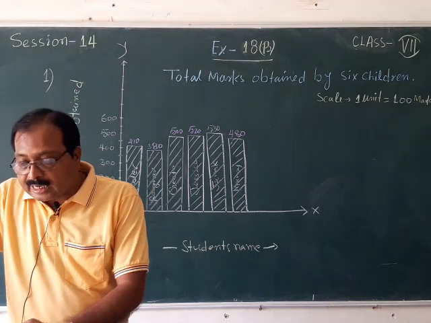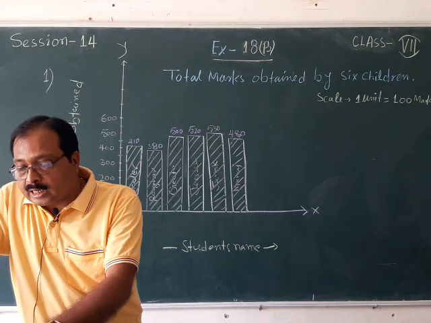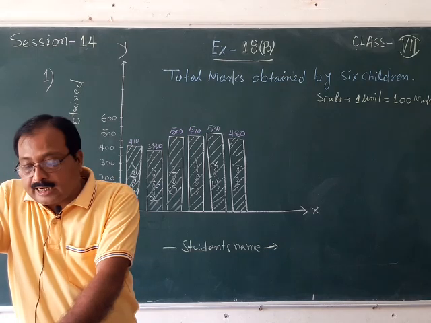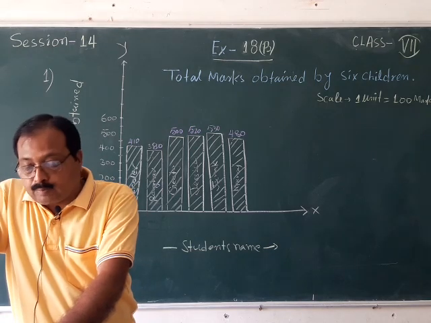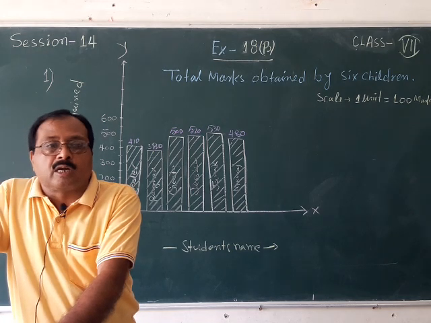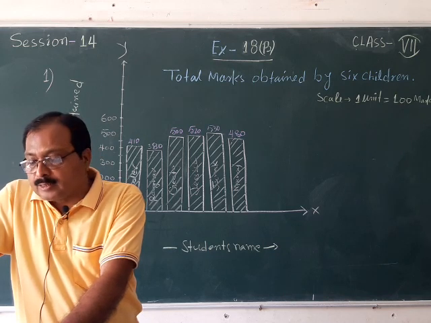Then B number, which character do 35 students like? Just search where 35 is, and you can see in your book that it is Spider-Man. So which character do 35 students like? 35 students like Spider-Man. You can write your answer over there.